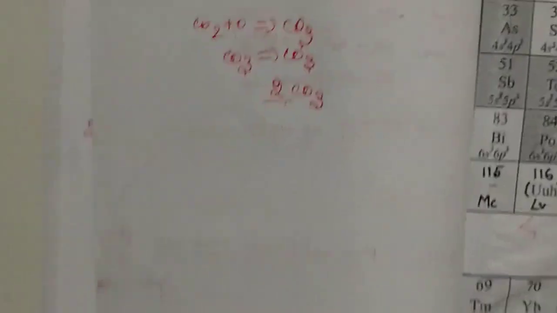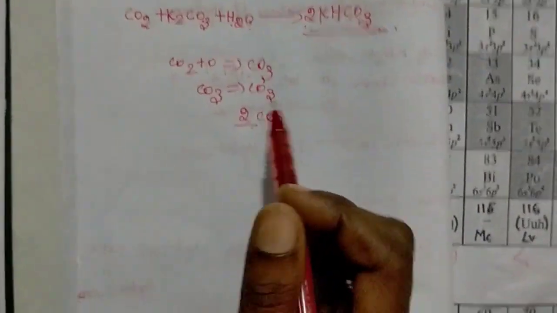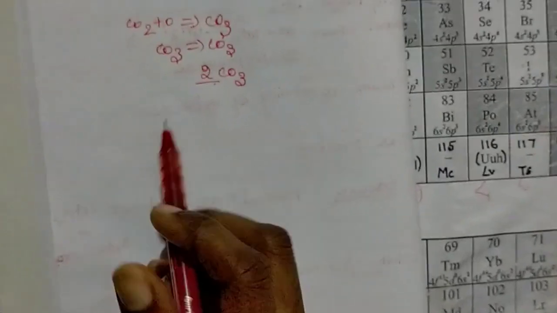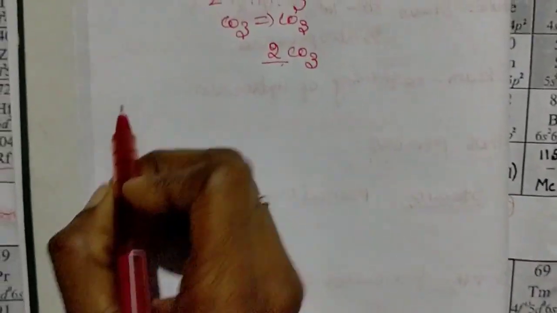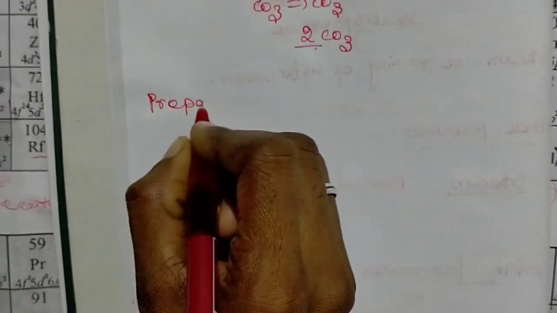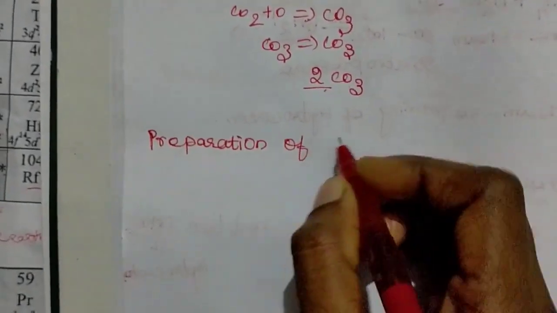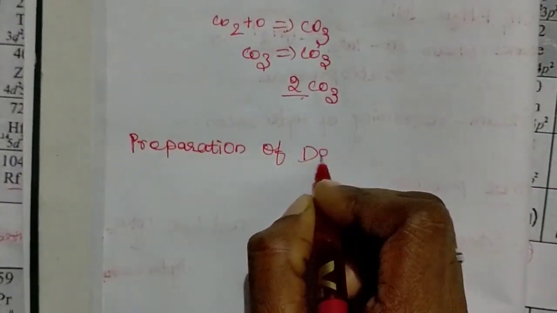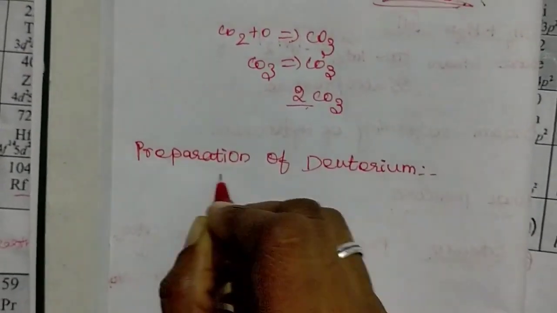As you know already about the isotopes of hydrogen, the first isotope, protium. You learned the preparation of protium. The next one, preparation of deuterium. Deuterium.